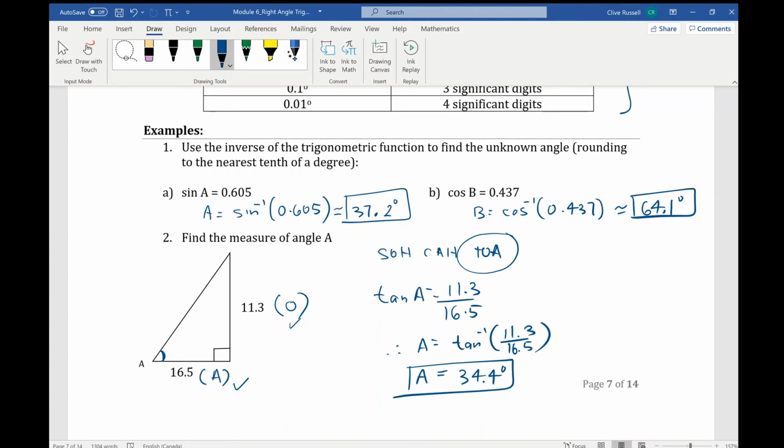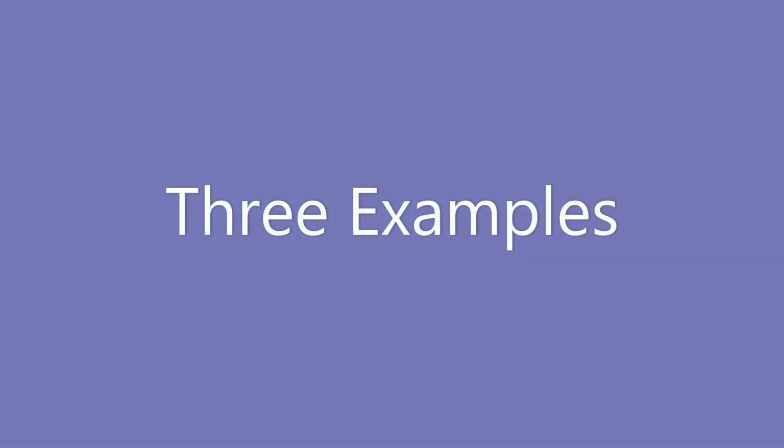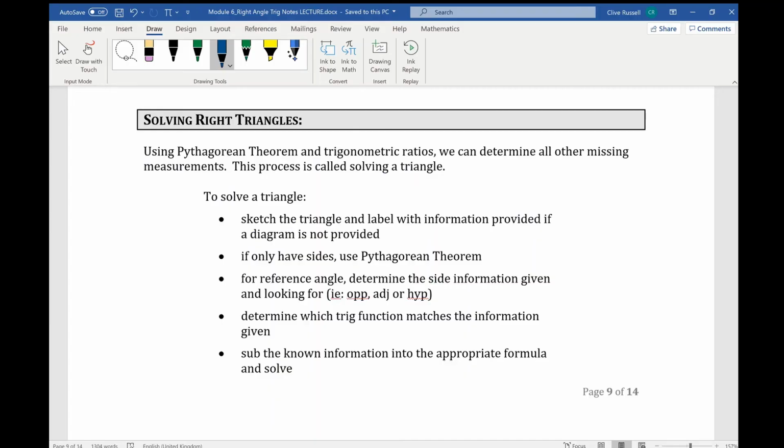So that's all there is now for the inverse trig ratios. So now we're going to look at some further examples in solving a triangle. We're at the point now where we're going to be putting everything together and determining all the unknown sides and all the unknown angles in a right triangle. So here's a list of things that you should do in solving your right triangles. At this point in time, you already know exactly what to do, but we'll just go over it for completeness.